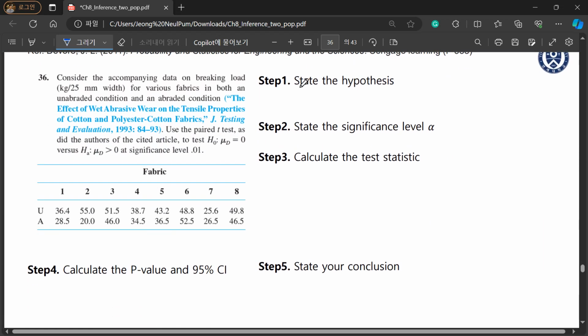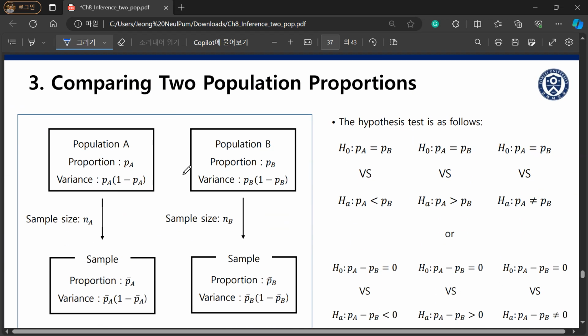And I also leave this example as your exercise. And this is the final thing.